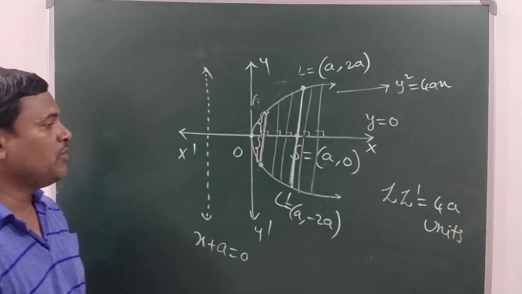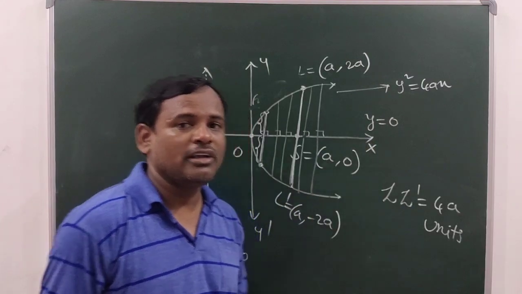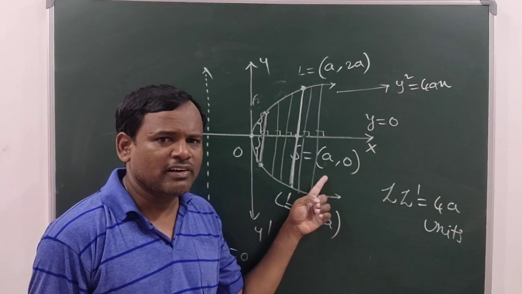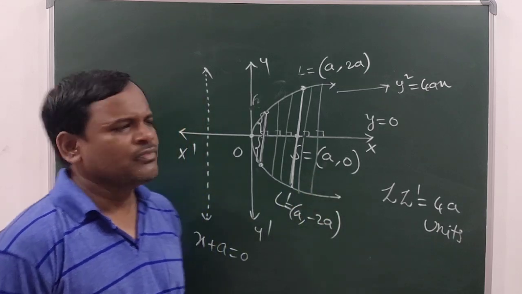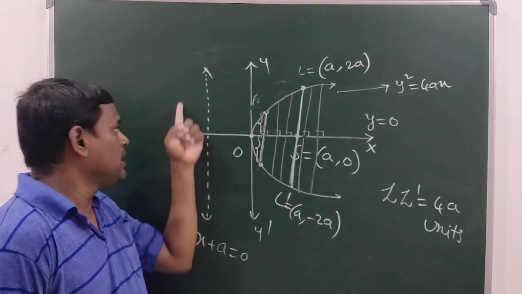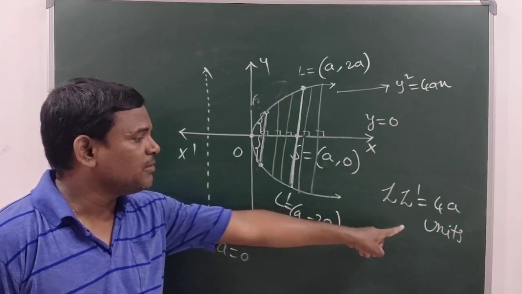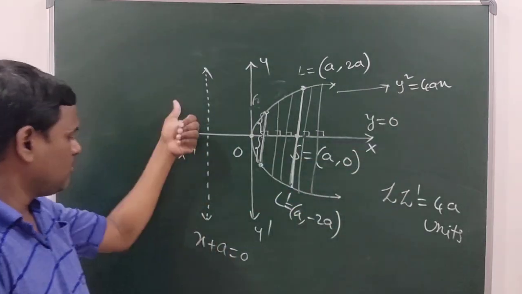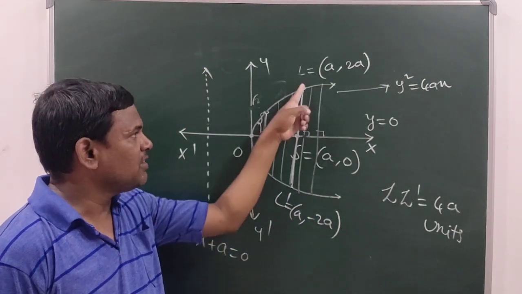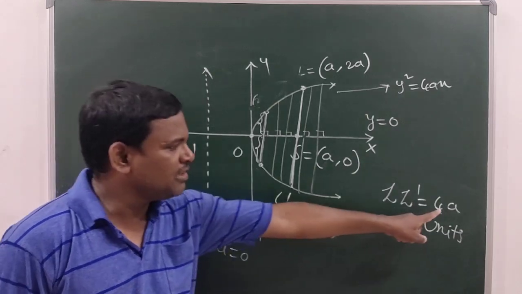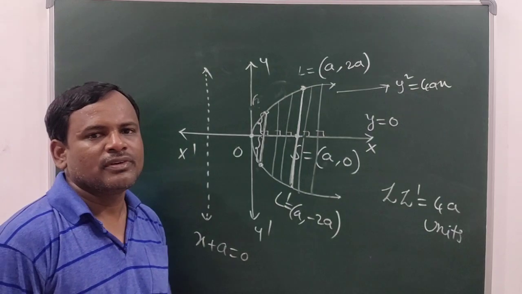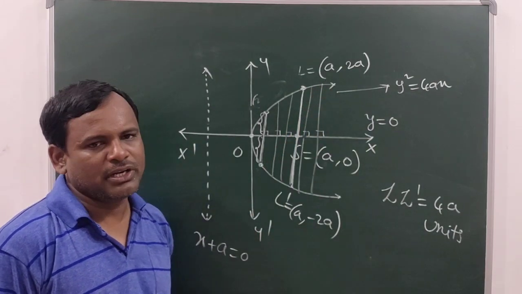Okay. So for the standard form of the parabola, we have to remember the focus coordinates. What are the focus coordinates? a comma 0. And next you have to remember the equation of the directrix of this parabola. What is that? x plus a equal to 0. Next, the length of the latus rectum. How much is that? 4a. And the end points of the latus rectum: a comma 2a, a comma minus 2a.